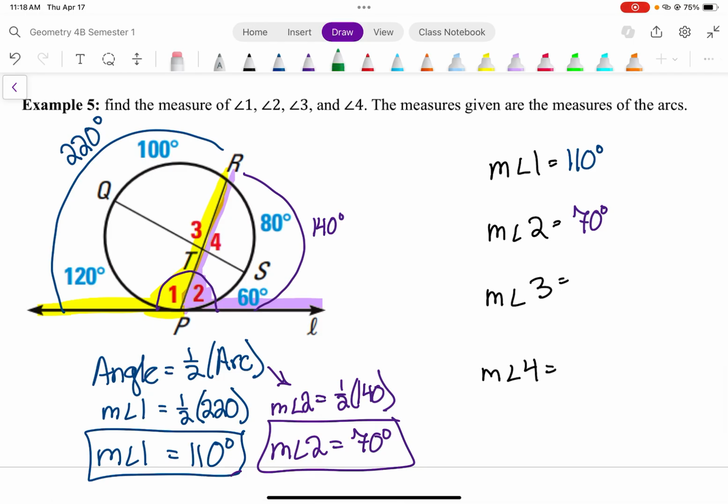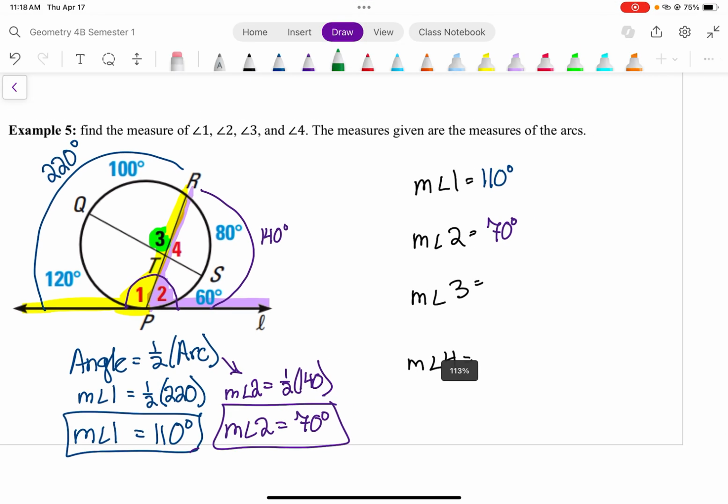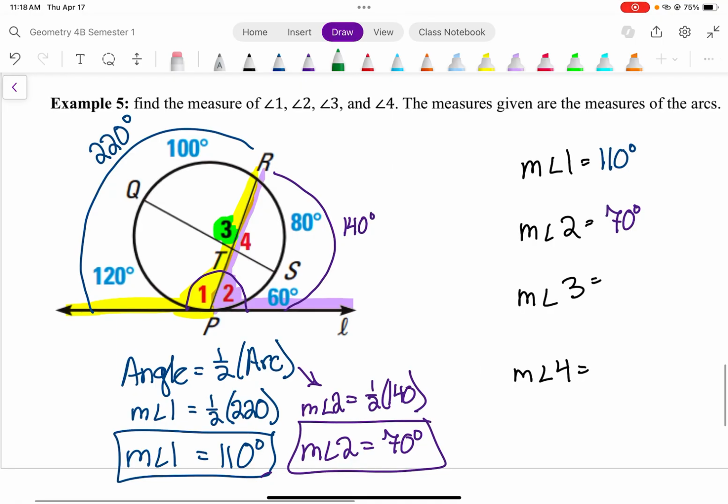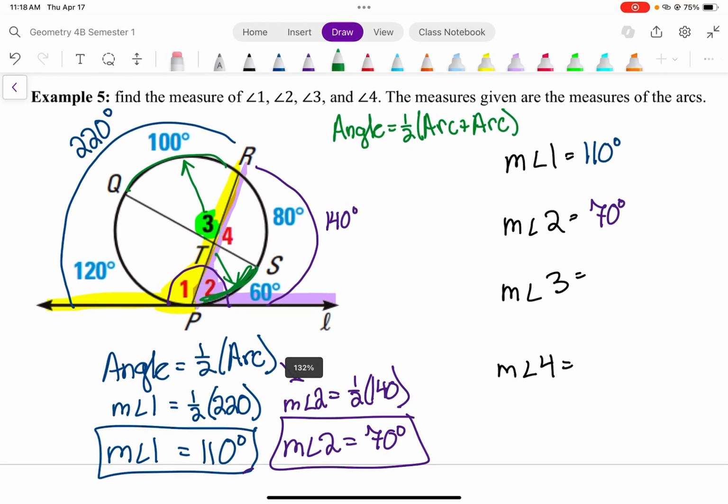Okay. Now for angle 3, this is an angle formed by two chords inside the circle. So when we have angles formed by two chords, remember that the angle is equal to 1/2 times arc plus arc. So we would use the arc that's 100 and we would use the arc that's 60. Right, so then this one, the measure of angle 3 would be equal to 1/2 times 100 plus 60.